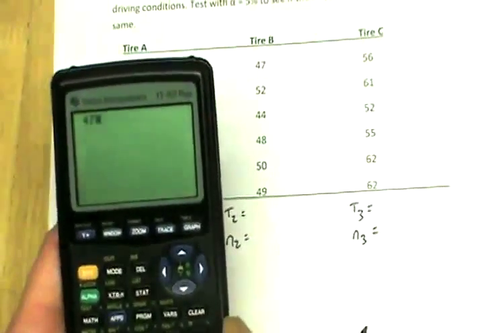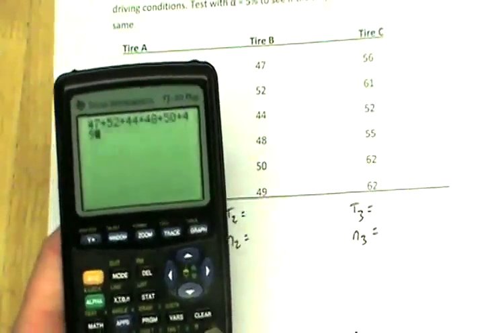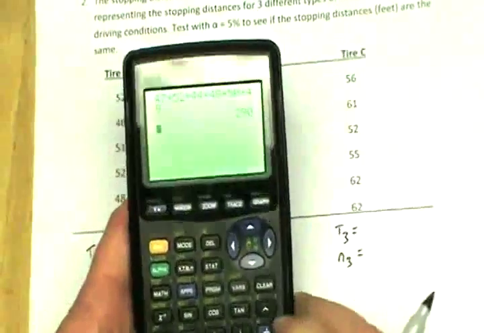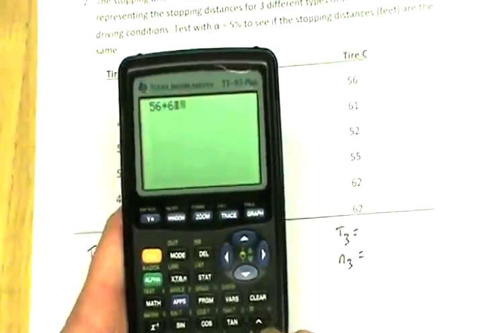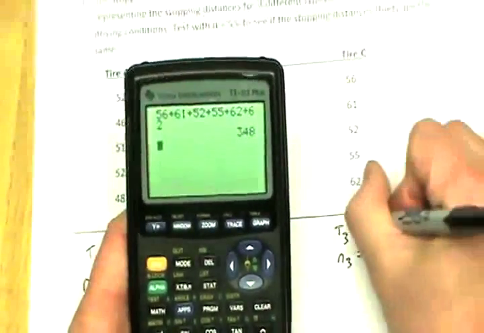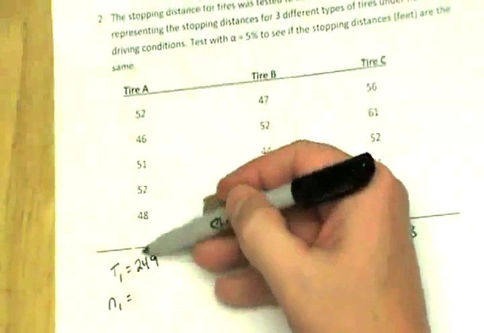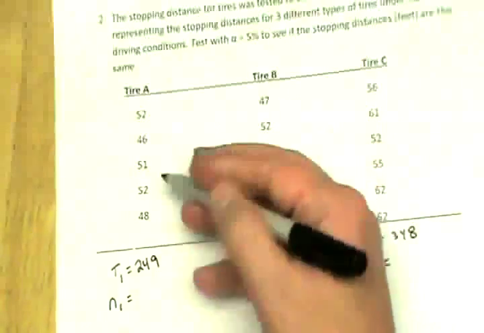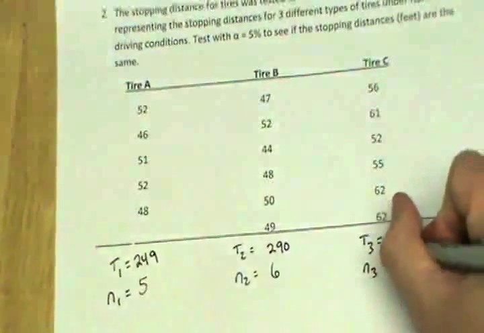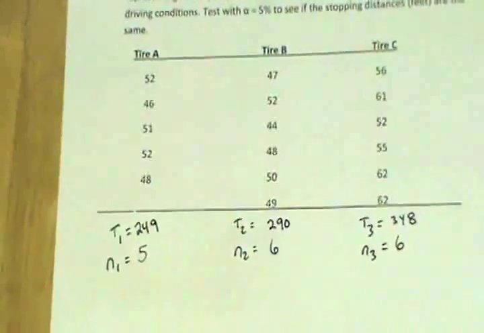Second one is 47 plus 52 plus 44 plus 48 plus 50 plus 49. We're getting 290 for this one. And then for this one, 56 and 61 and 52 and 55 and 62 and 62. 348. Okay, so that's the totals of each one of the columns. We're going to figure out how many numbers are in each one. So 1, 2, 3, 4, 5 is the number of data in that one. We're going to have 6 data in the second one and 6 data in the third one. So that's the beginning.